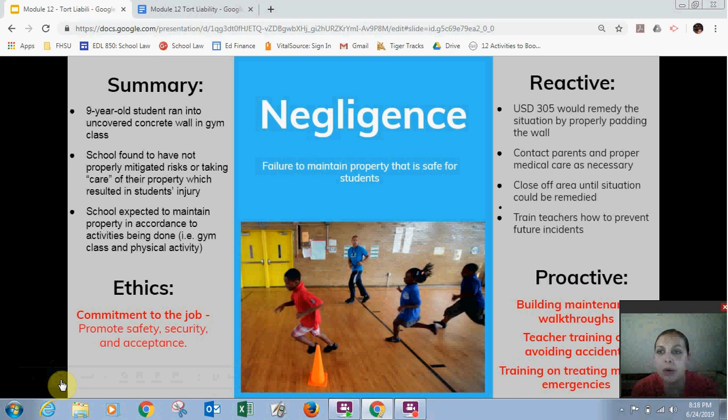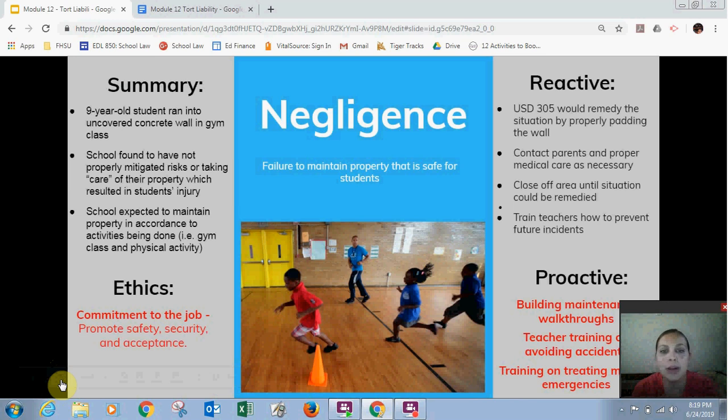USD 305, I think, would remedy that situation properly by padding the wall and closing off that area until it was fixed. We would contact parents and give proper medical care as necessary, and also talk to our teachers about how that could have been prevented. Looking for areas within our building, exposed beams, hanging lights, those kinds of things. We do have our building operator walk through, so that's something we try to be proactive with. And teacher training on how to avoid accidents and treat medical emergencies, knowing what to do.